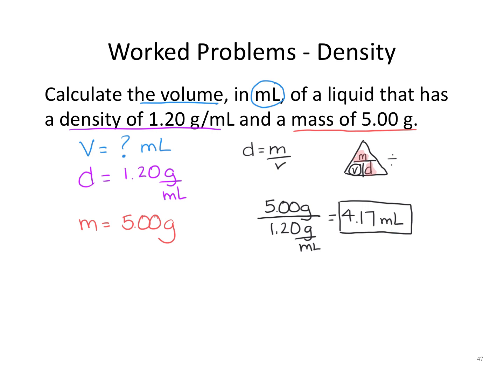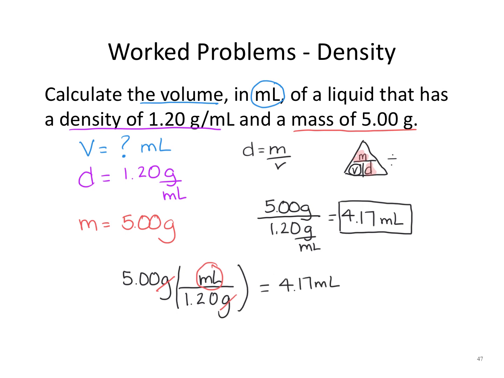Now, if you don't like using the density triangle, another way that you can do this is by canceling out the units. There are multiple ways to solve a problem. So for example, I could have taken 5 grams here and then said, okay, hey, look, I know I need to cancel out the grams to give me the answer in milliliters. And so that would have been 1.20 grams per milliliter. And you can see your grams cancel here, and you're left with milliliters, which is what you're asked for. And that also gives you 4.17 milliliters. Doesn't matter which way you use, use the way that makes the most sense to you.